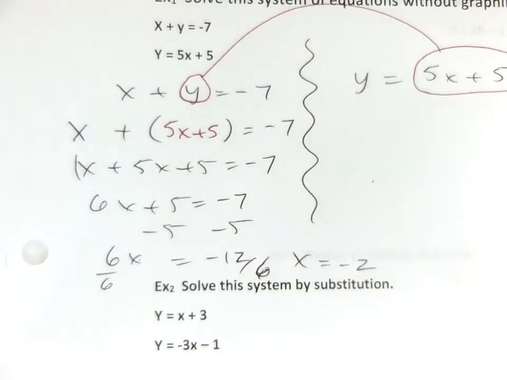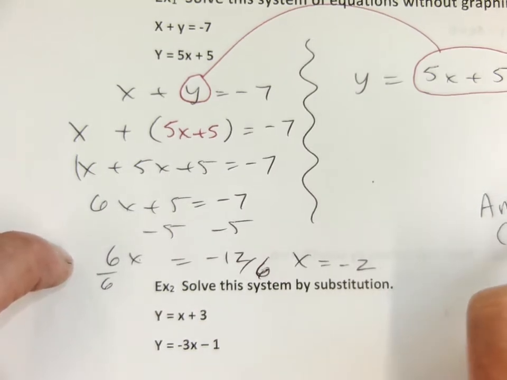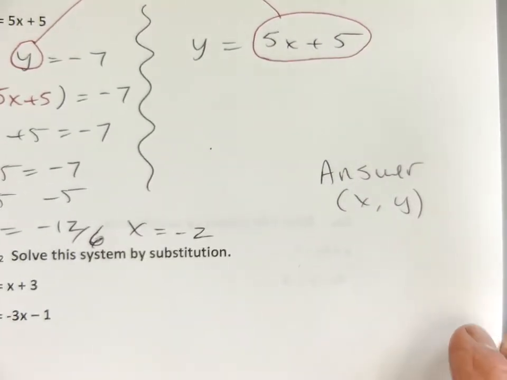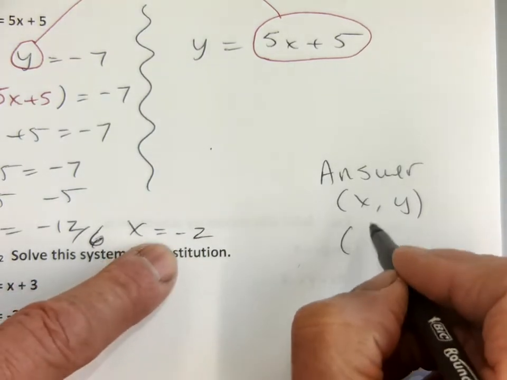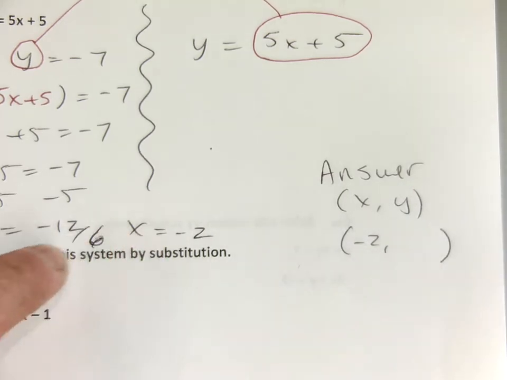Now, here's what we know. We know that our answer is a point, some point (x, y), right? I know our answer's got to be some point because it's two lines that intersect. So this answer is going to be, well, my x is negative 2, something.